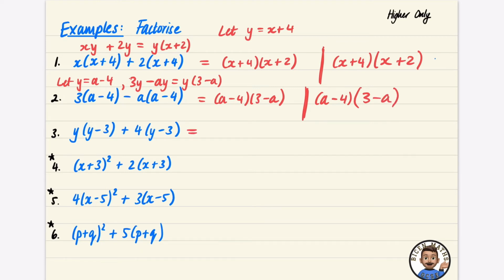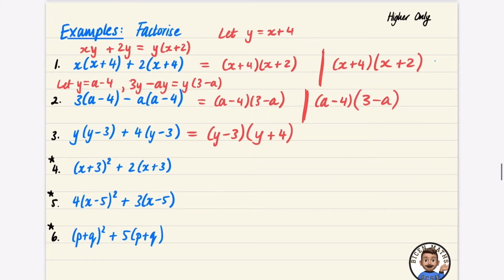Okay, this one I'm going to just do the second technique. They've both got a y minus 3, so I'm going to take it out as the factor. And then I think this one needs to be multiplied by a y, and this one needs to be multiplied by a 4. So it goes y minus 3, y plus 4. Now if you wanted to, of course, you could just expand the brackets and simplify it and then factorize it, but this is so much quicker.